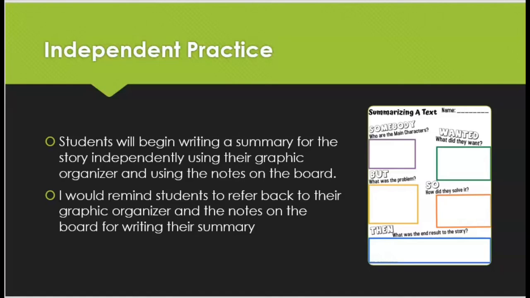So they will do this independent practice when they return back to their seats on their own. Like I said, they would take their graphic organizer, and they will also use the notes on the board. And as they're doing the independent practice at their seats by themselves, I will be walking around making sure each student is staying on task or maybe has questions to ask about it.